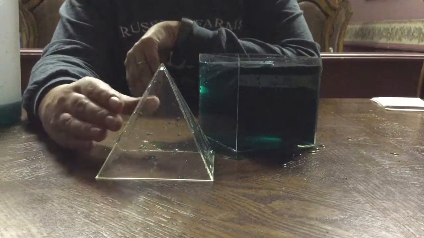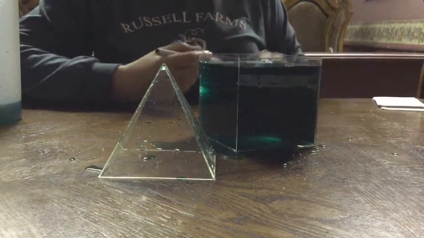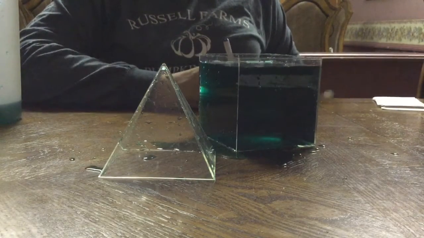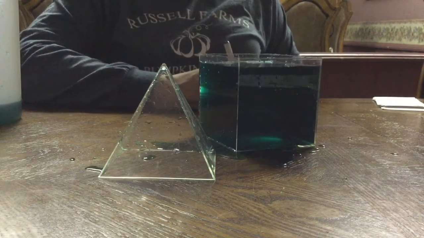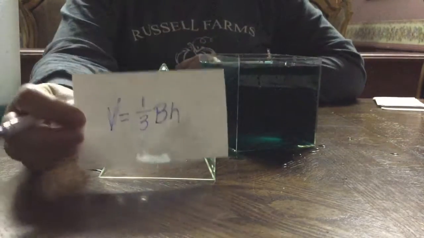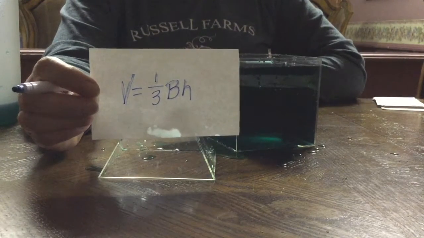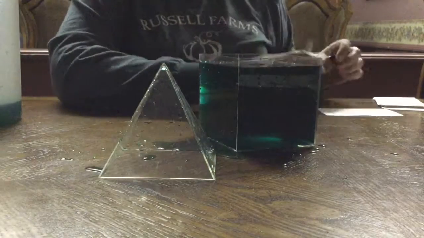So the volume of a pyramid is 1/3 times the area of the base times the height. So this is the volume of a pyramid. Now, what do you think would happen for a cone? Let's see.